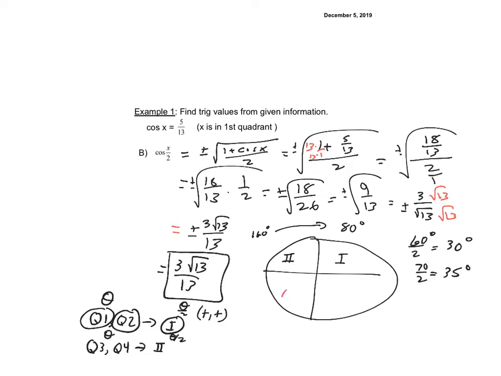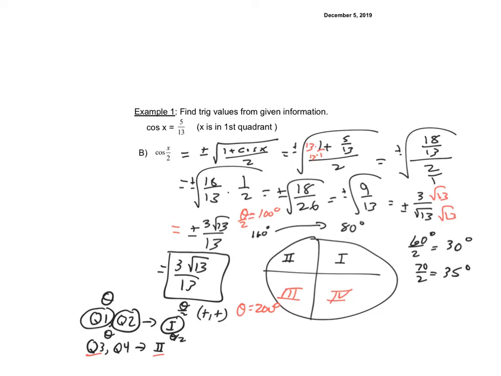Let's do those in different colors. So here's quadrant 3 and here's quadrant 4. If you pick an angle down here, let's just say 200 degrees, and you divide that by 2, so theta is equal to 200, then 200 divided by 2 is 100. And that puts you up there in quadrant 2. So that's why I'm saying quadrant 3 puts you in quadrant 2.